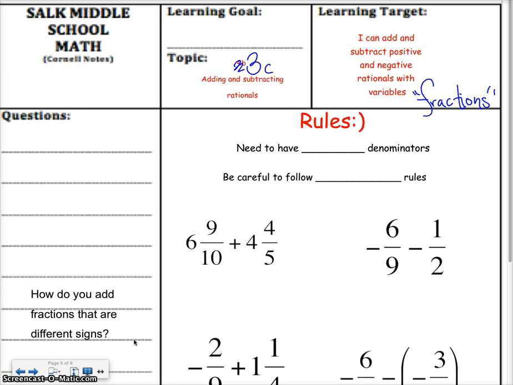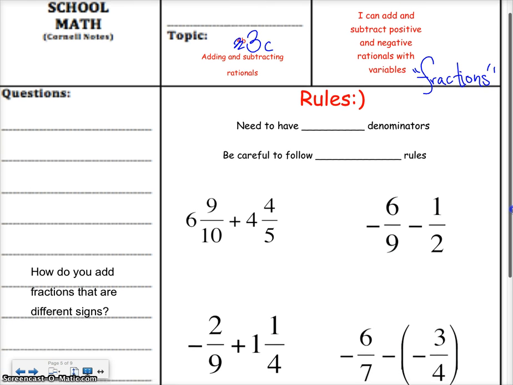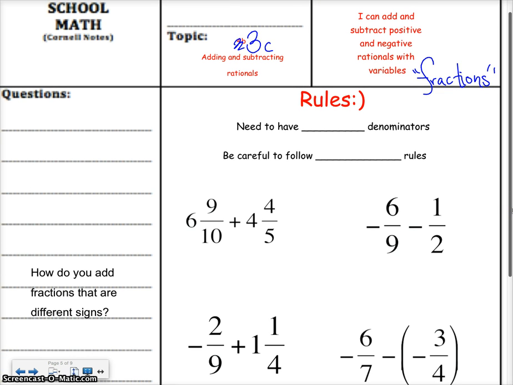Which is a rational number, but there's more than just fractions that are rational. So that's why I want to clear that. Just a reminder that you must have a common denominator. Okay? Just a little friendly reminder.